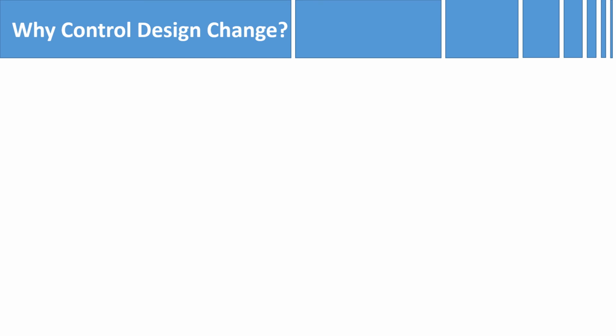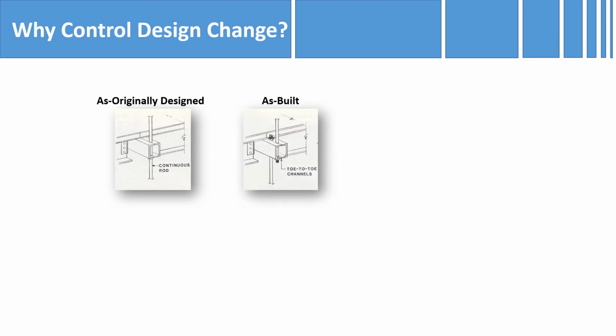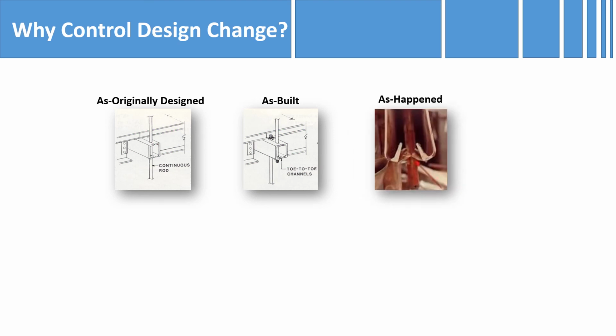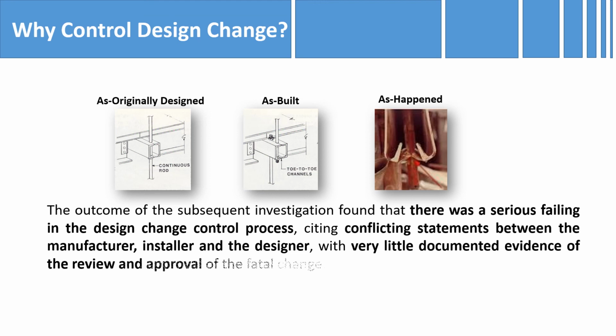So here we have the original design showing the continuous threaded rod. This is what was actually built, and here is the consequence of the nuts pulling through the channel beams. As you would expect, an investigation and hearing was held where it was found that there was a serious failing in the design change control process. The review also heard that there was a series of conflicting statements between the manufacturer, installer and the designer, with hardly any of these exchanges having been documented.